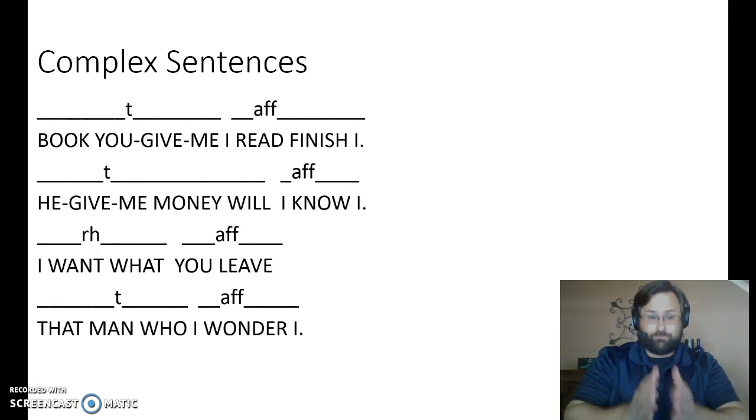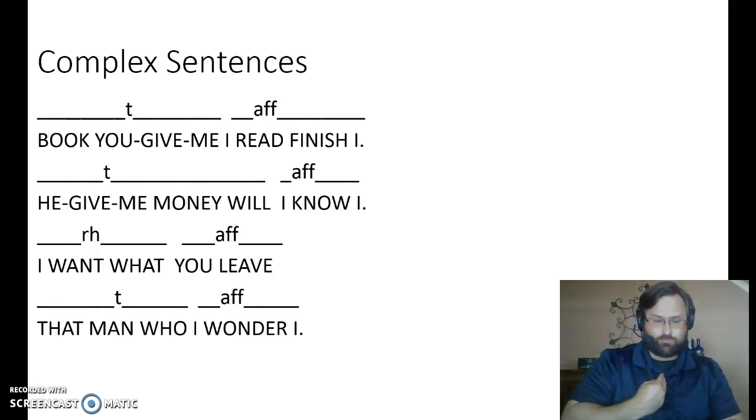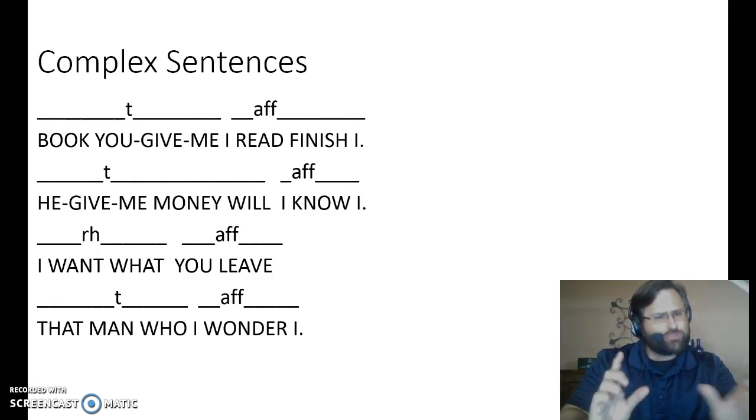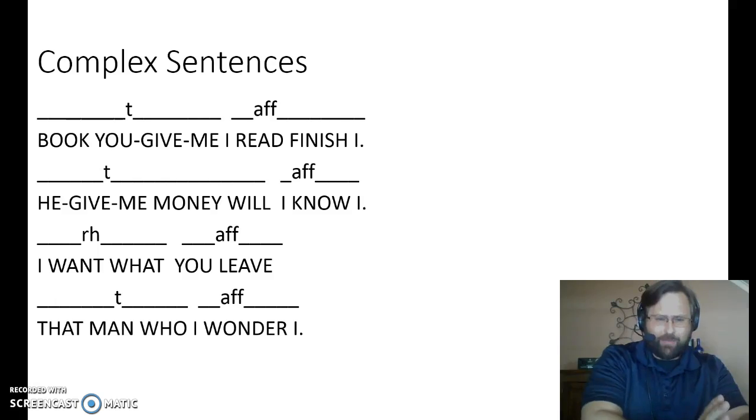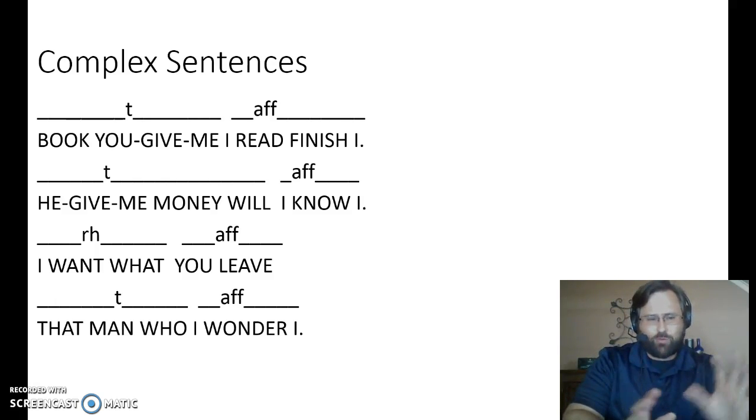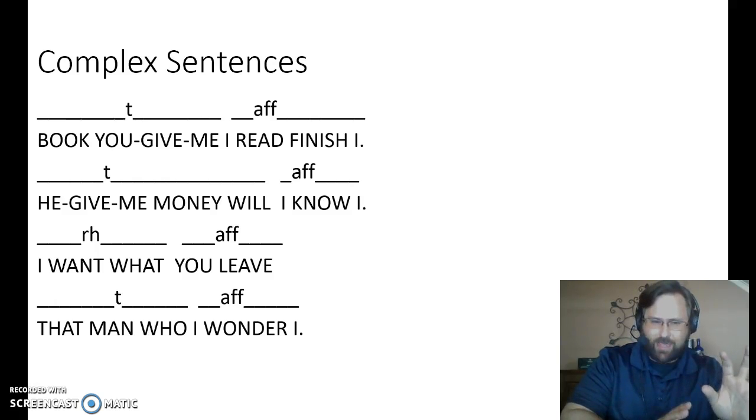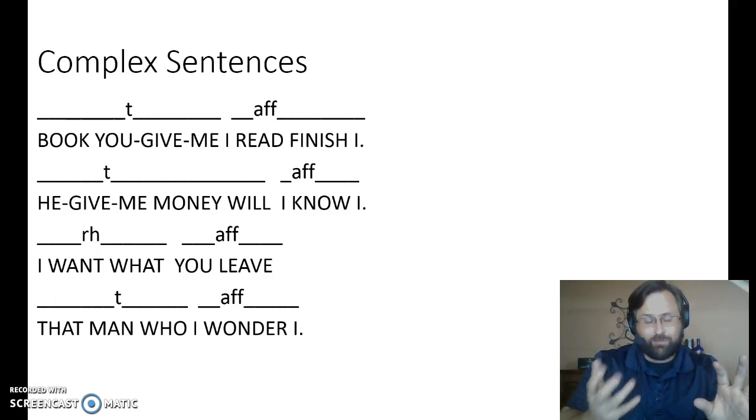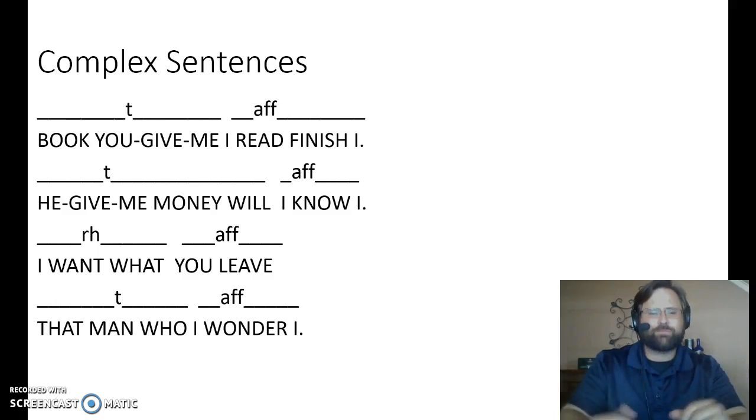First, we have this. Notice that there are basically two full sentences here. You gave me a book, and I read a book. But the sentences are combined together, with one sentence, the book that you gave me, being the topic, and then the other sentence being the main sentence. I read it.